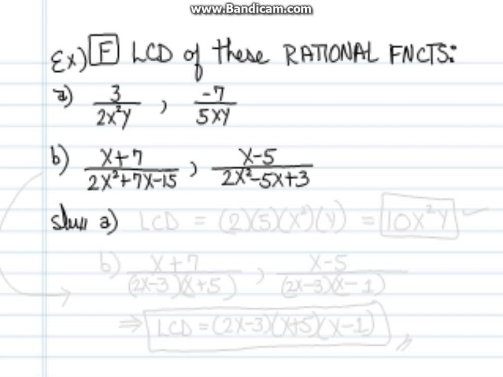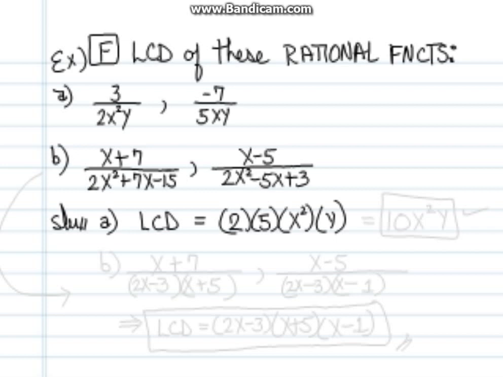The LCD is the product of each of the factors using only the highest power of each factor available. So among the factors in part A of the denominator, the bottom, we have a 2, an x squared, a y, a 5, an x, and a y. So we have the 2 to the first power times 5 to the first power times x to the second power times y to the first power.